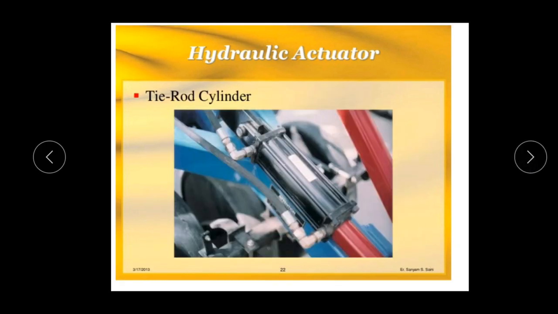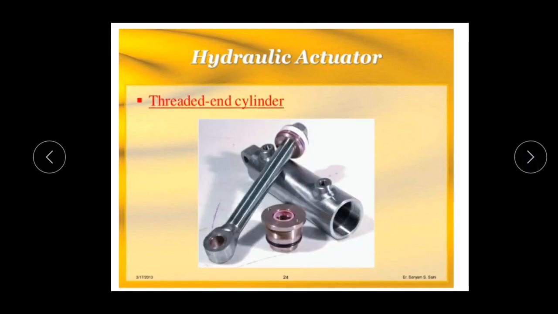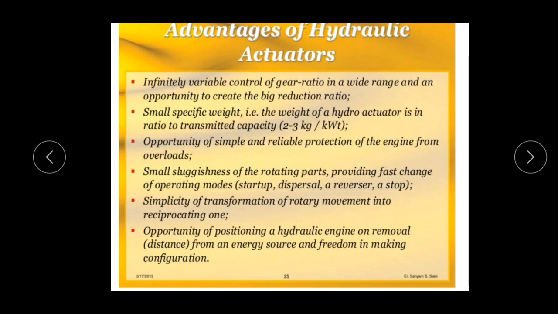Now, as we can see, the image indicates the hydraulic application of hydraulic actuators, the tie rod cylinder. This is a particular application of the tie rod cylinder. Let us see one more example of application of hydraulic actuators. This is a mill cylinder. As you can see here, this is the mill cylinder actuator which we can use in industrial applications. The third image indicates threaded end cylinders, which is also another kind of application for the hydraulic actuator.